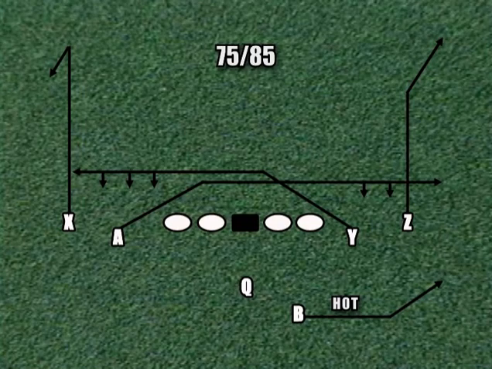Our next route is our 75-85, which is our mesh route. Again, we will run this route out of a lot of different looks and formations, but the basis of this route is similar to a smash concept. Our Z receiver will slightly cut down his split in this look, in a 2-by-2 look, and he will run a flag route at 10 to 12 yards.